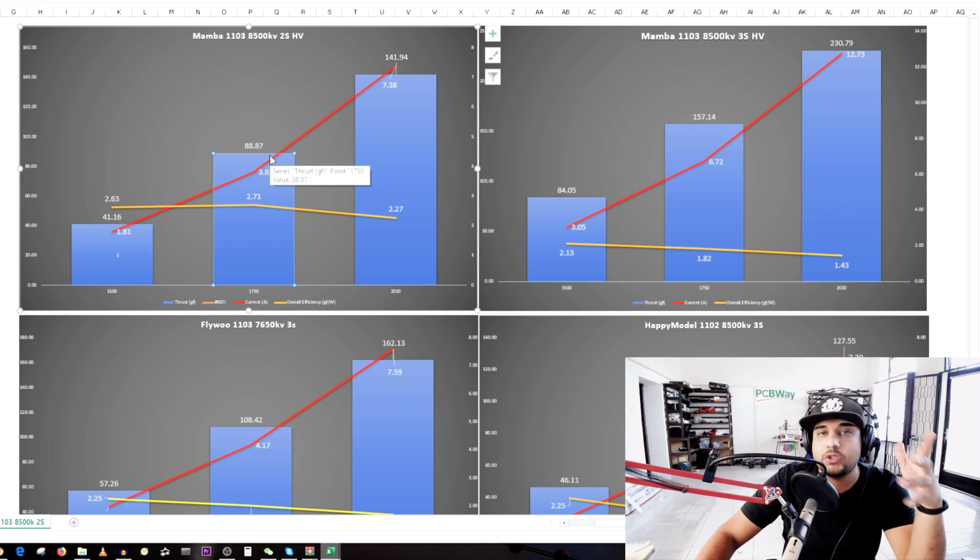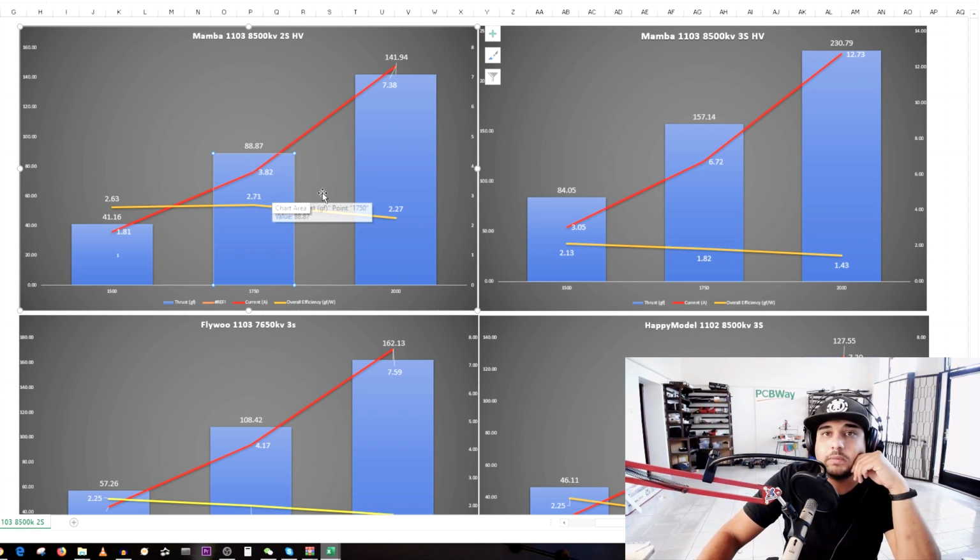So 88 grams. Usually these toothpicks would weigh roughly between 44 grams to 58 grams here. So one motor could pick up the whole quadcopter. And don't forget, this is just one motor and usually it has 4 motors. So on a 2S, it would not be dead. It would actually perform pretty great.